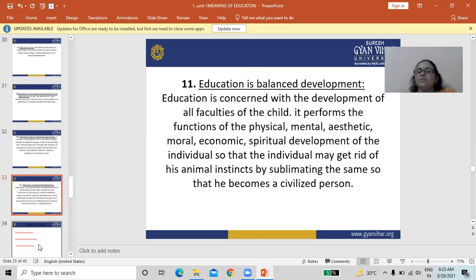Education is a balanced development. Education is concerned with the development of all the faculties of the child. It performs the function of the physical, mental, aesthetic, moral, economic, and spiritual development of the individual, so that the individual may get rid of his animal instincts by supplementing them, so that he becomes a civilized person.